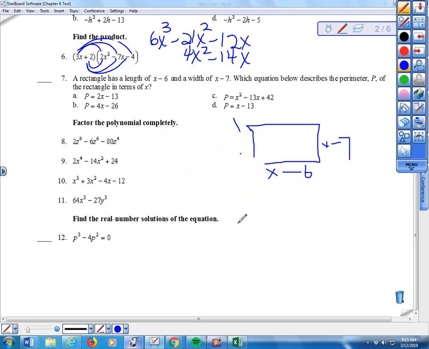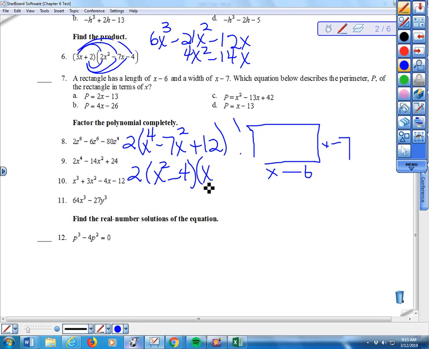Next one, I can factor a 2 out. And I'm left with x to the 4th minus 7x squared plus 12. And again, I can factor that. So that's x squared minus 4, x squared minus 3. And then this is factorable. This is a difference of 2 squares.